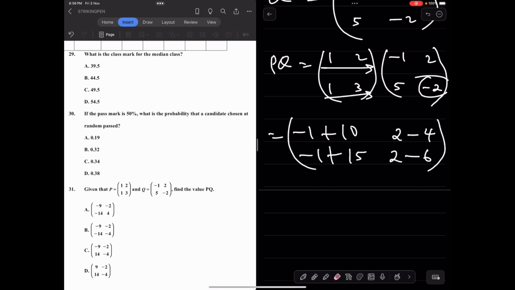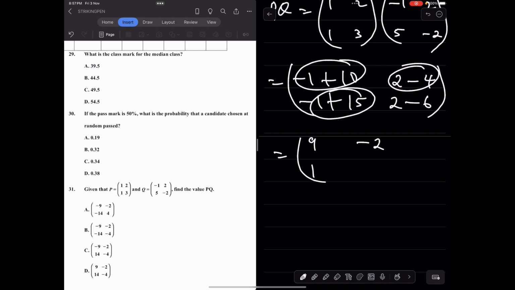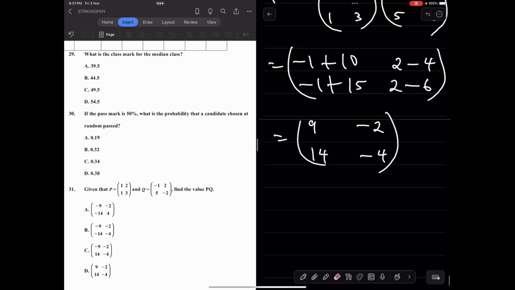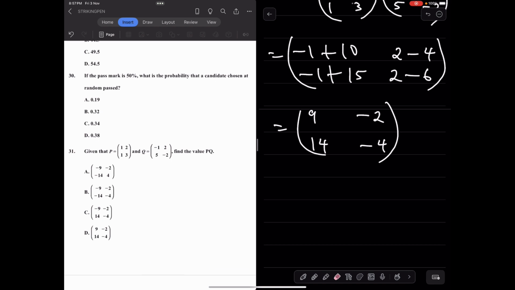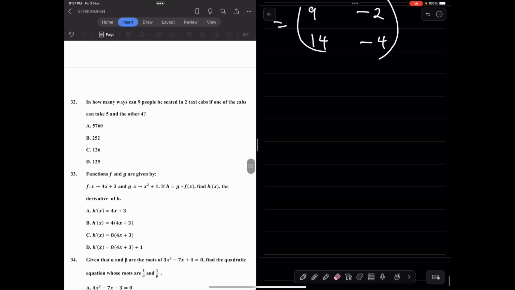So what do we have next? We now have a matrix which has elements minus 1 plus 10 is 9, 2 minus 4 is minus 2, minus 1 plus 15 is 14, 2 minus 6 is minus 4. And that's the answer. The matrix PQ has elements 9, minus 2, 14, minus 4, and the correct option is D. We go straight to the next, which is number 32.